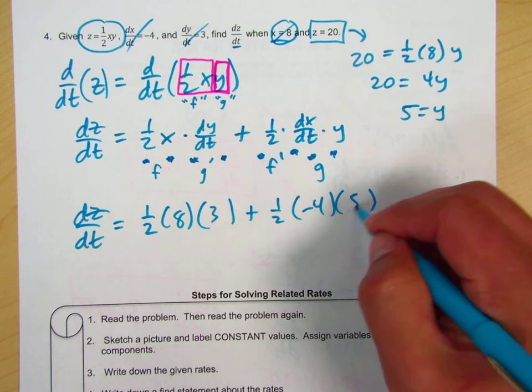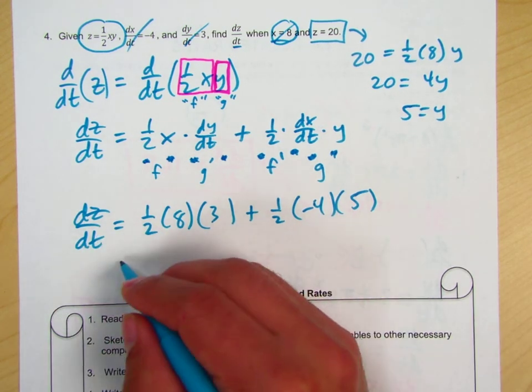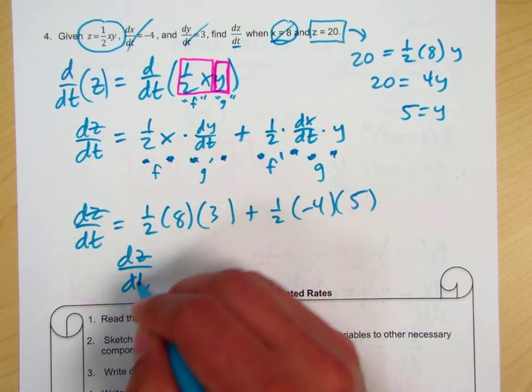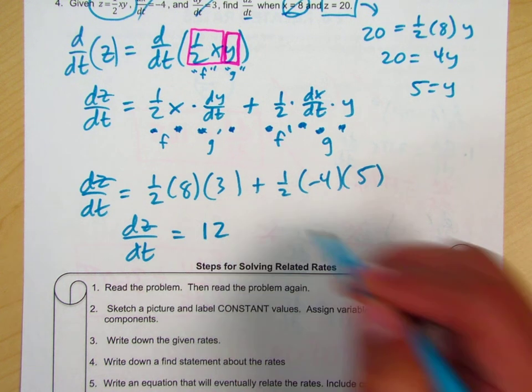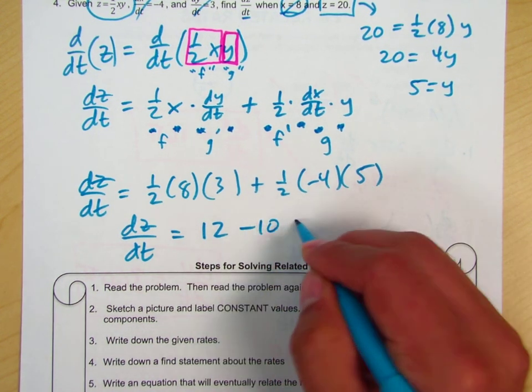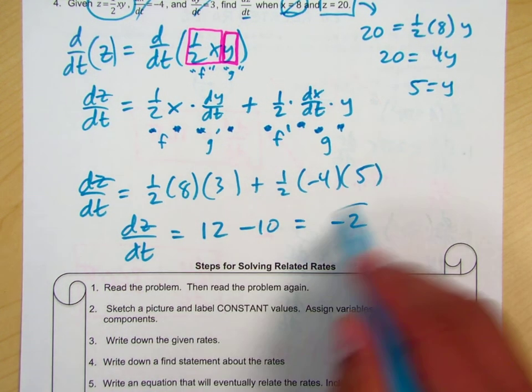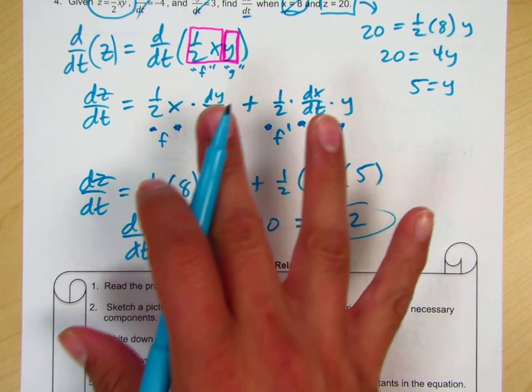You plug that in here, and then you have dz dt. So now you just figure it out. 24, half of that is going to be 12. Negative 20, half of that will be minus 10. So dz dt here is going to be negative 2. So z changes at a rate of negative 2 units per unit of time when these other conditions are going on.